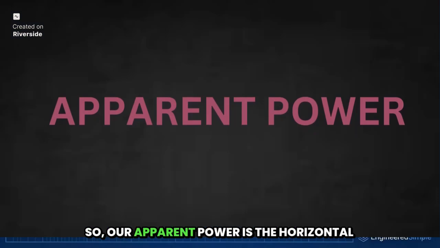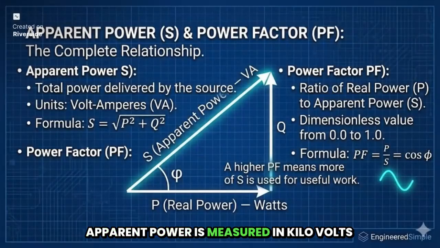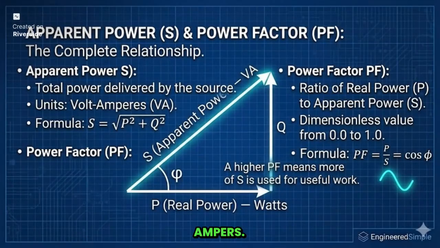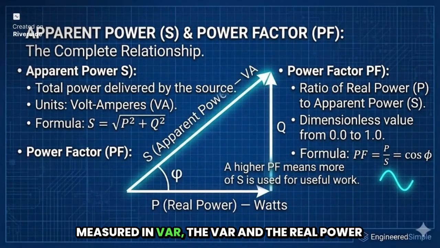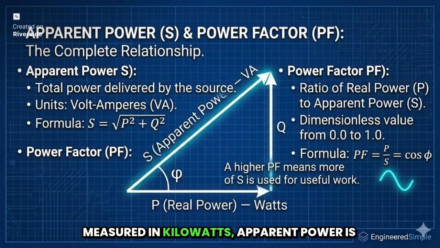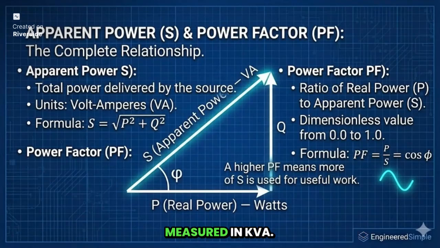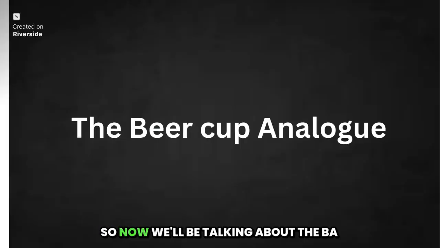So our apparent power is the horizontal component of the power triangle. Apparent power is measured in kilovolt-amperes. So unlike reactive power, which is measured in VAR, and real power measured in kilowatts, apparent power is measured in kVA. Now we'll be talking about the beer analogy.